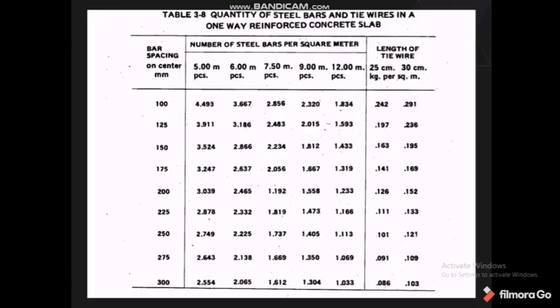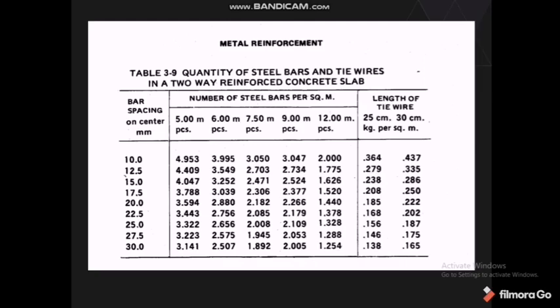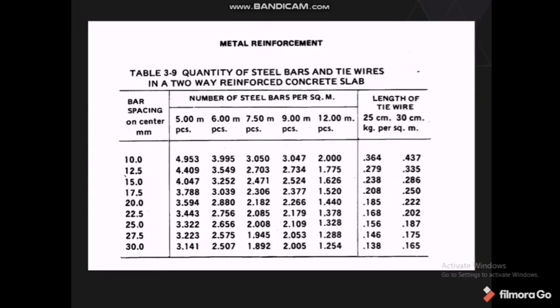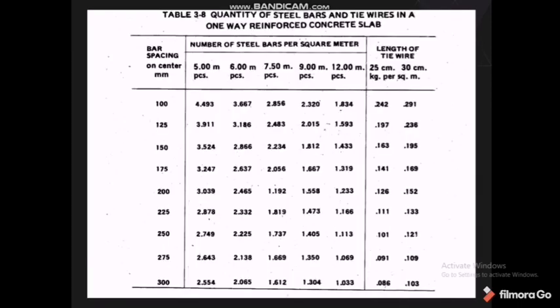And this is table 3.9, quantity of steel bars and ties in a two-way reinforced concrete slab. This is a one-way reinforced concrete slab and a two-way reinforced concrete slab. These tables are very useful in calculation and much easier to use because of the data that are being plotted.